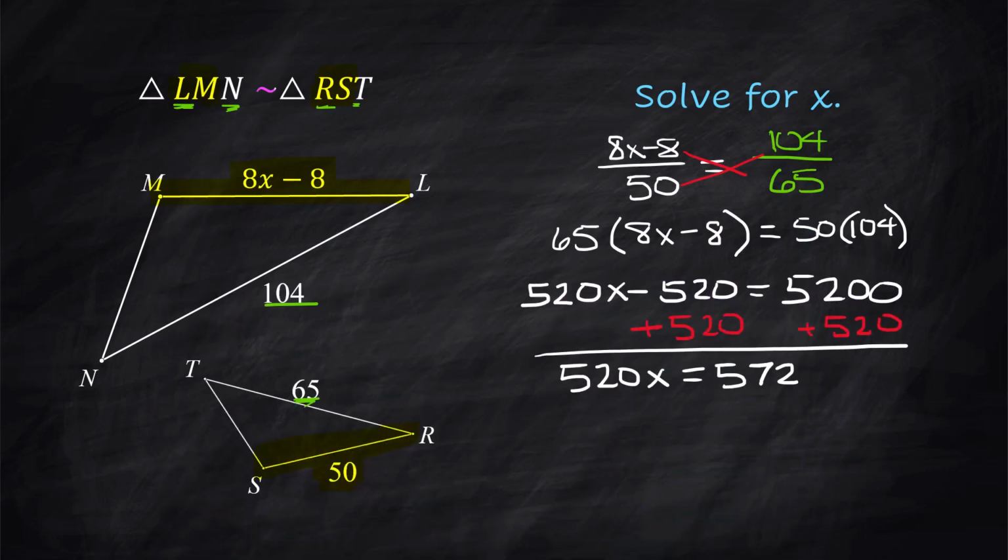So 520x equals 5,720. Divide both sides by 520. We get x equals 11. And we were asked to solve for x. That's all we have to do.